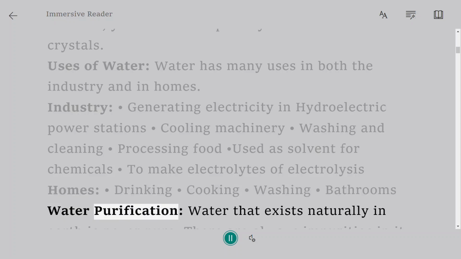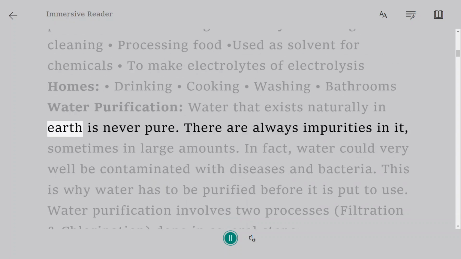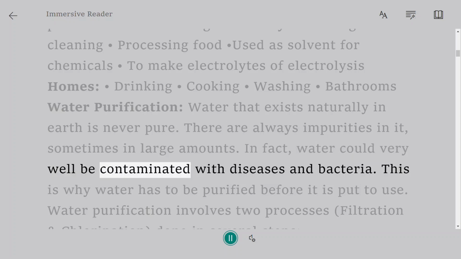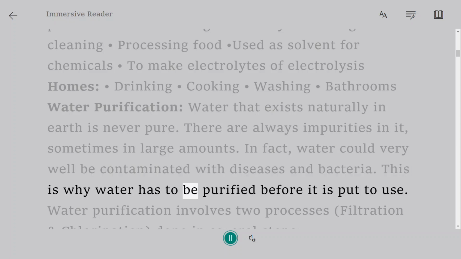Water purification. Water that exists naturally in earth is never pure. There are always impurities in it, sometimes in large amounts. In fact, water could very well be contaminated with diseases and bacteria. This is why water has to be purified before it is put to use.